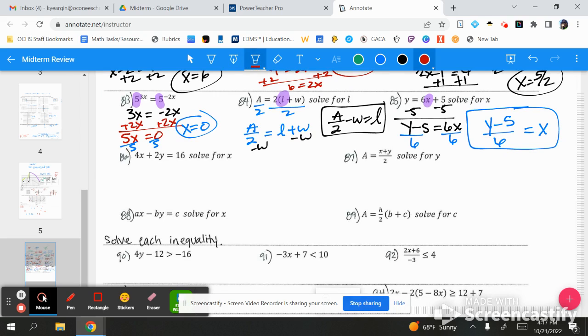I'm solving for x, which means that I want to subtract 2y from each side. 4x is going to be equal to 16 minus 2y. Divide everything by 4, which is going to give me a simplified answer of x equals 4 minus 1/2 y.